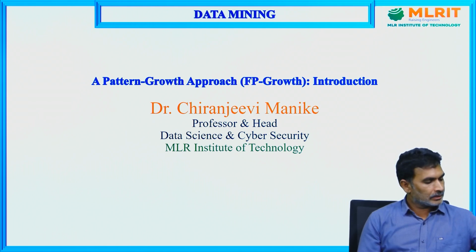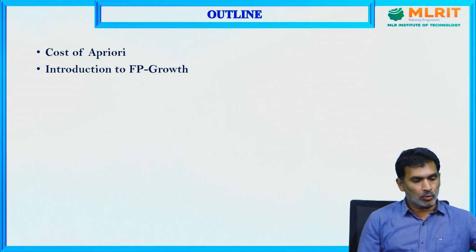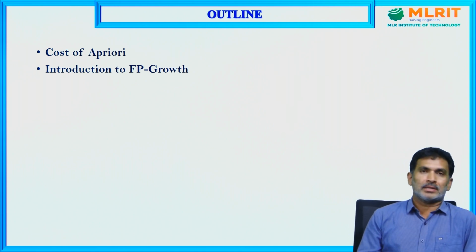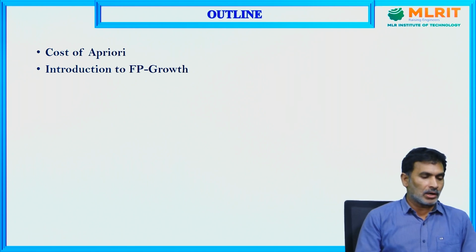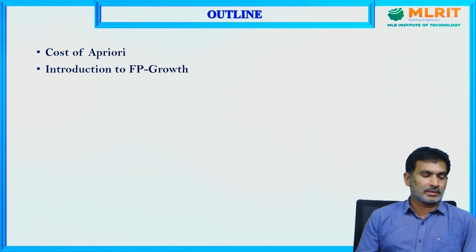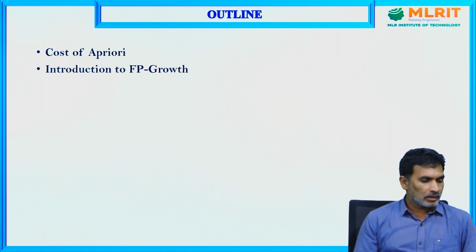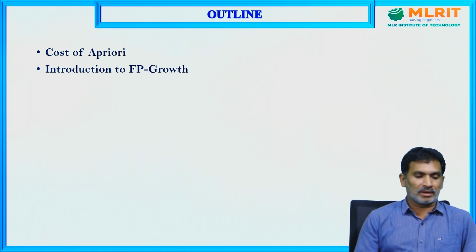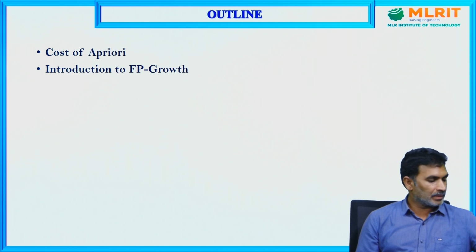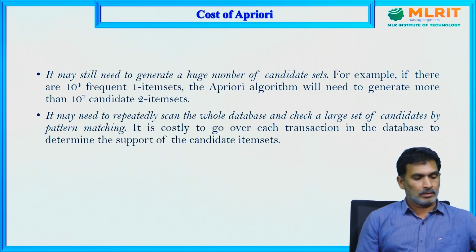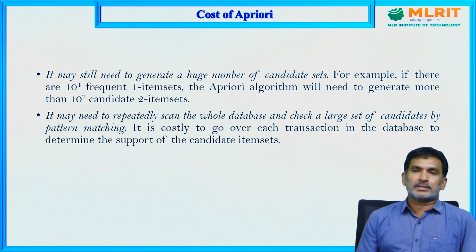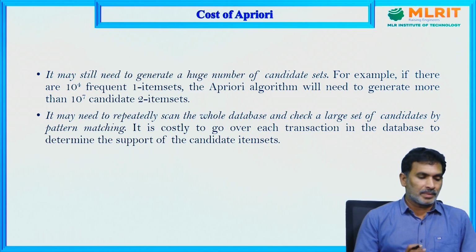Let us quickly see the outline of this presentation. In this, we are going to discuss mainly the cost of Apriori, because we must understand why they have introduced the FP growth. Then we'll see the introduction to FP growth. There we mainly discuss how to construct the frequent pattern tree from the transactional database. So let us first understand what is the cost of Apriori.